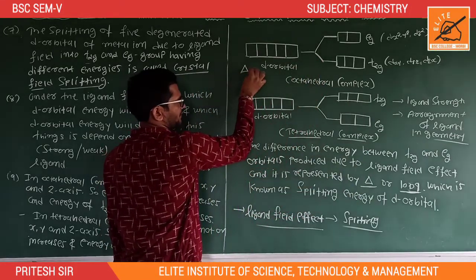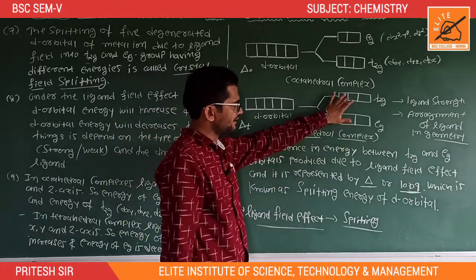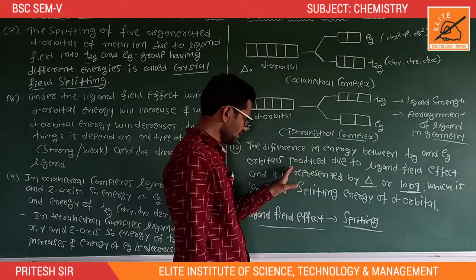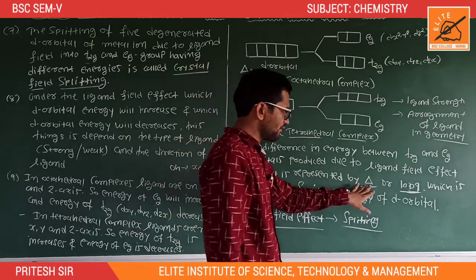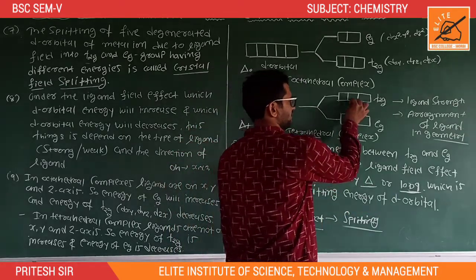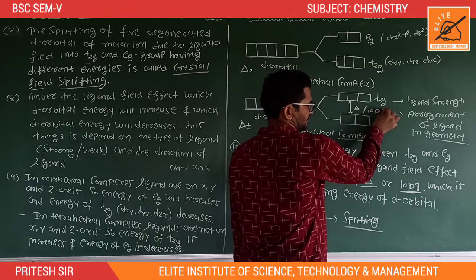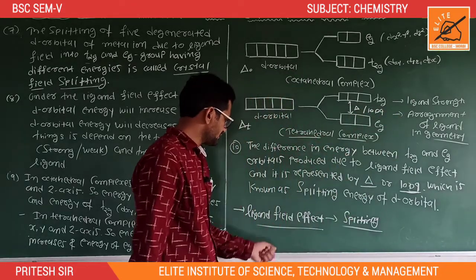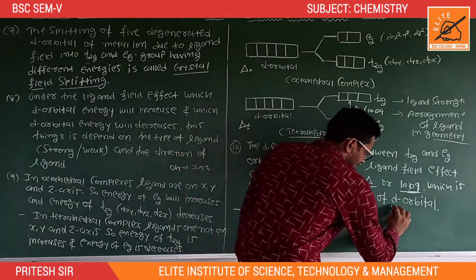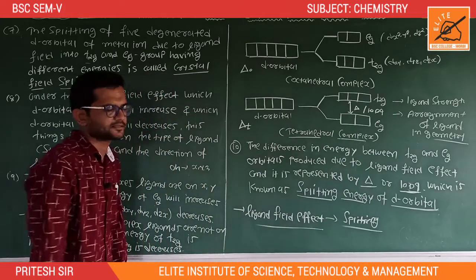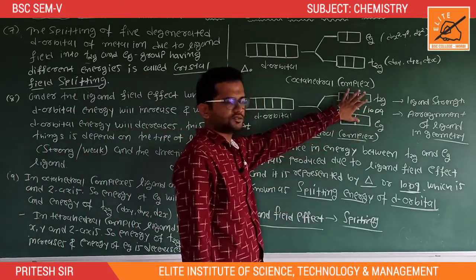Okay, so the energy difference between T2g and Eg orbitals produced due to the ligand field effect is represented by delta or 10 Dq. This is known as delta or 10 Dq, which is known as the splitting energy of the d orbitals. Splitting energy is the difference of energy between the Eg and T2g groups.